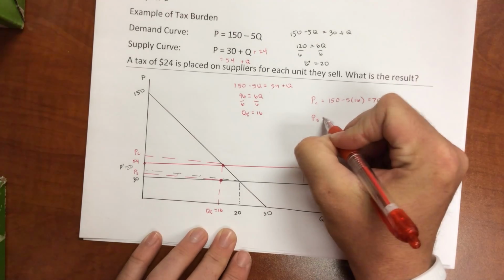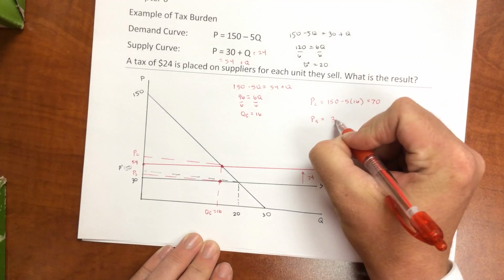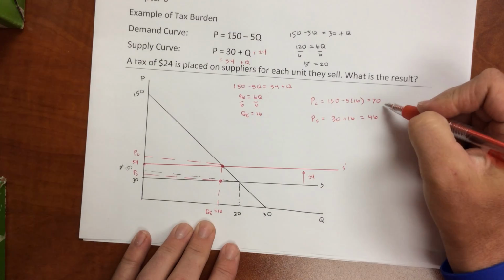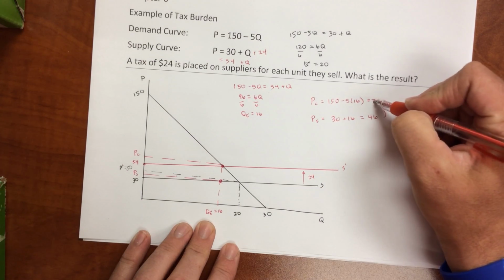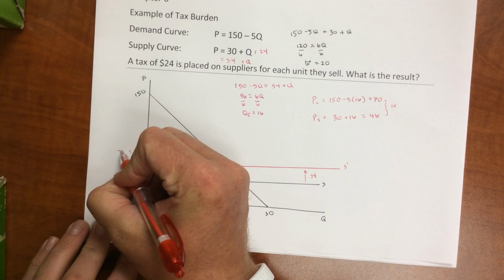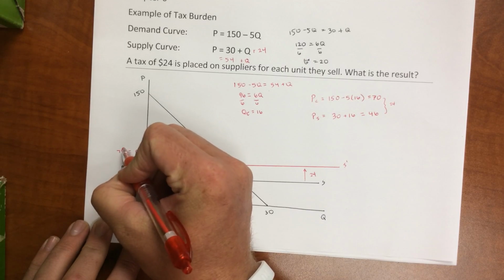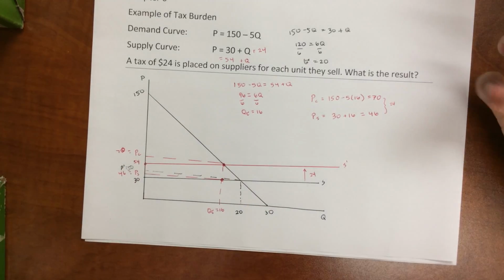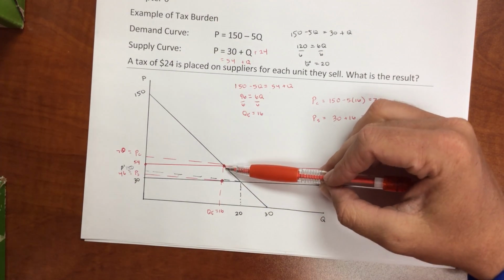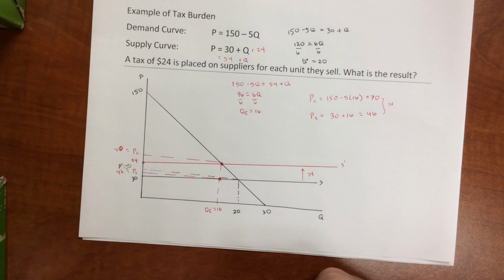The price to the seller is equal to, we put 16 into the original supply equation, 30 plus 16, that equals 46. Notice the difference between these two is 24, which it should be. So here we have price to the consumer is 70, price to the seller is 46. And so that's the result. The consumers will pay $70 for the unit, 24 of that will go to taxes, 46 will go to the producer.